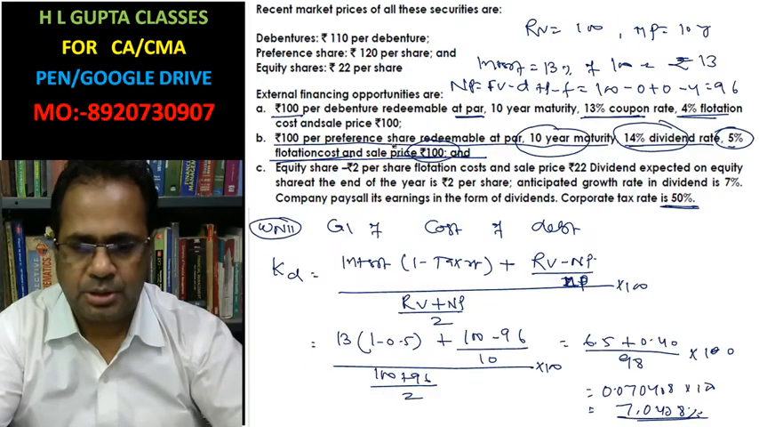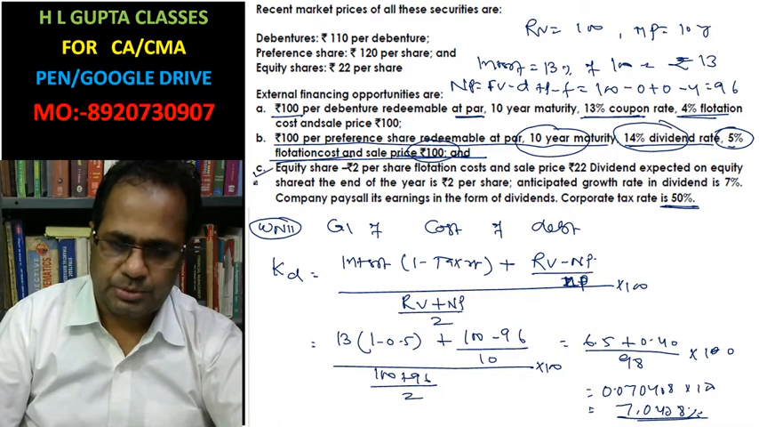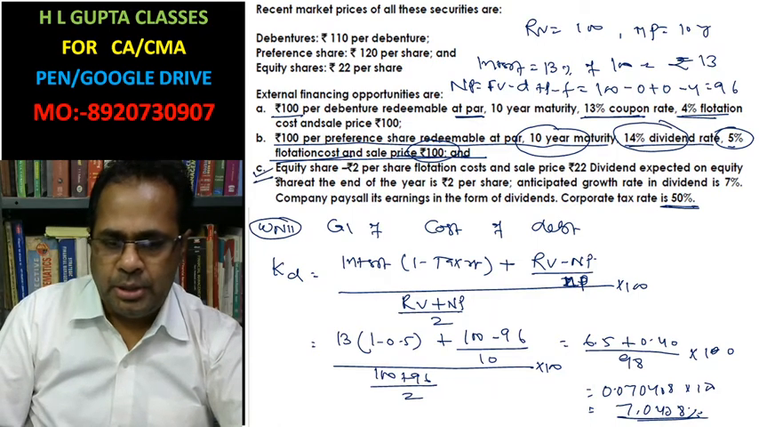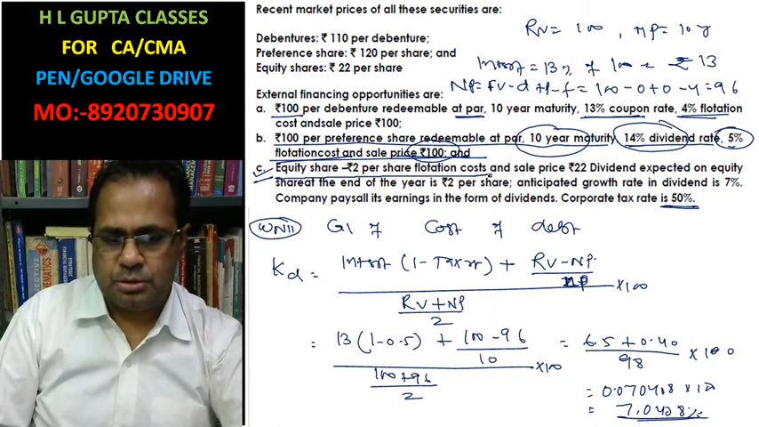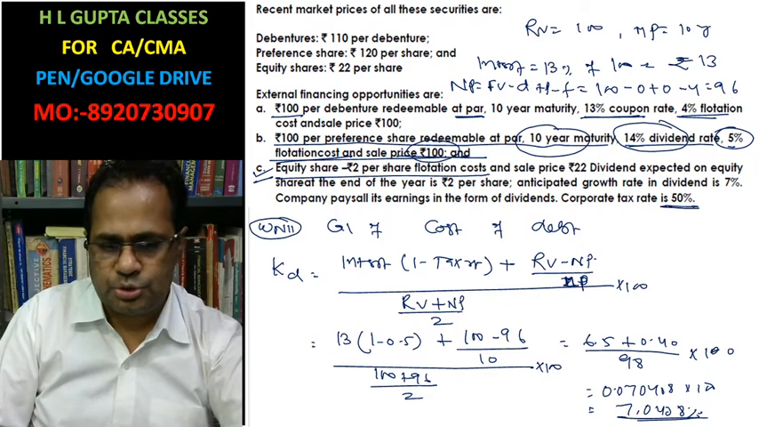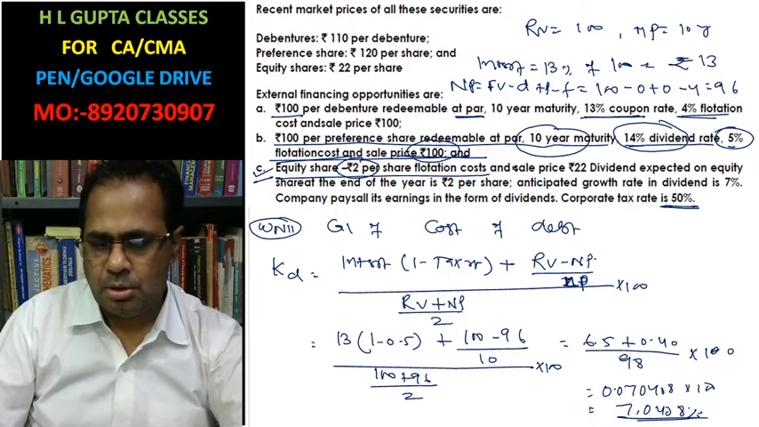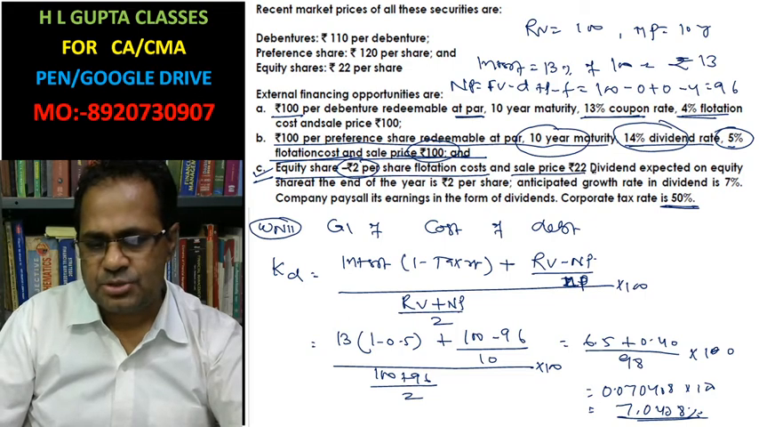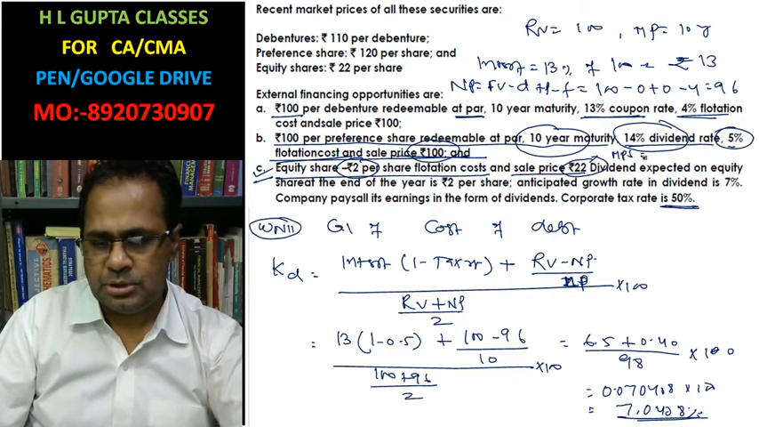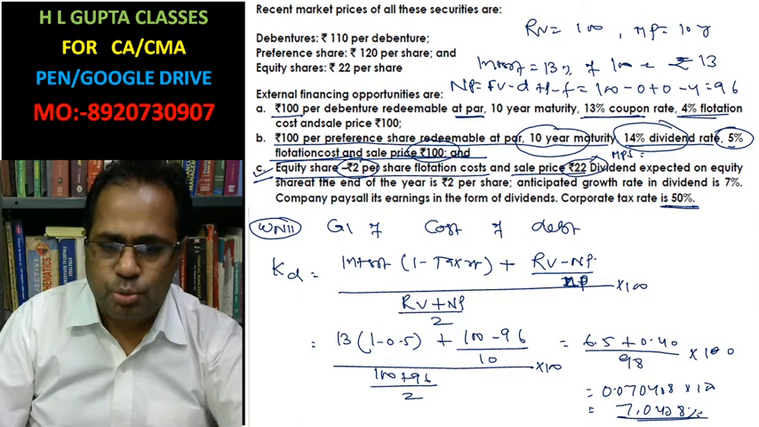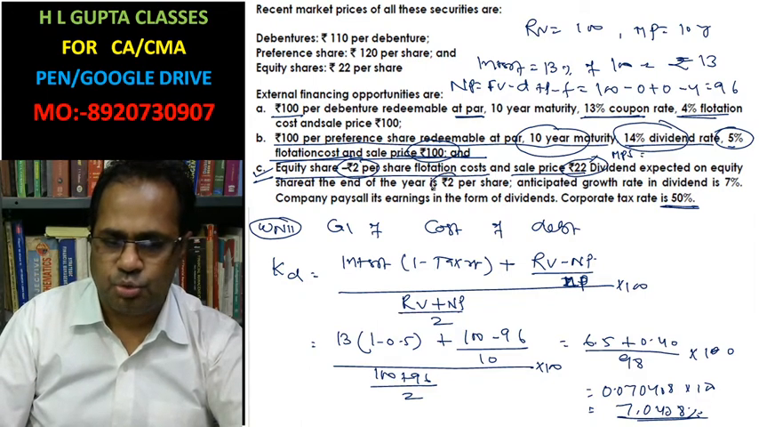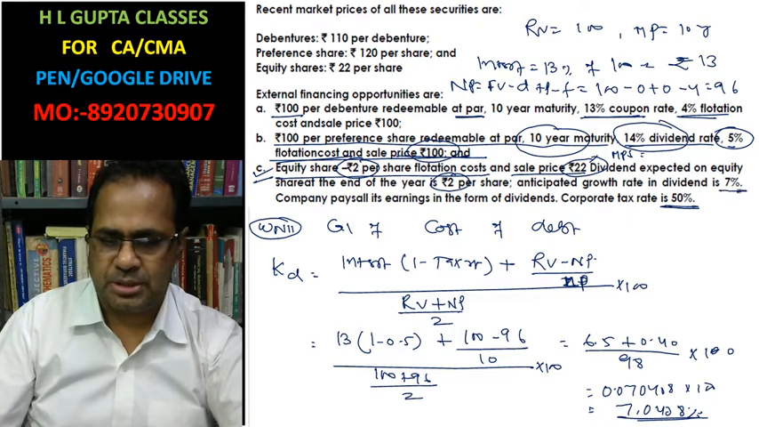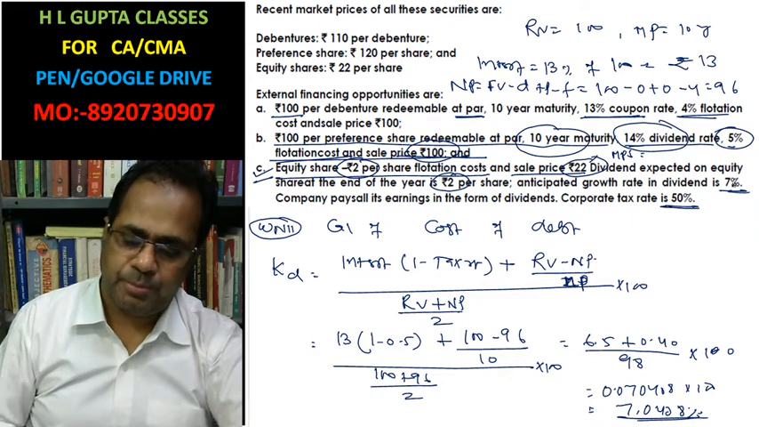Cost of equity is D1 divided by P0 minus floating cost, plus G, growth rate. Look at the equity information here. Equity share: rupees 2 floating cost, and sale price, market price per share, is 22. Expected dividend is rupees 2 per share. Growth rate 7%.